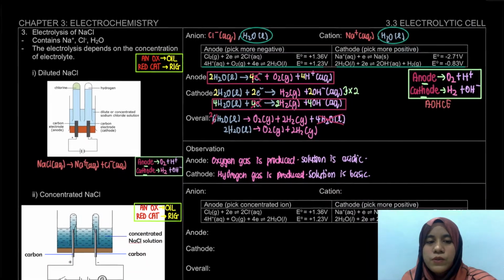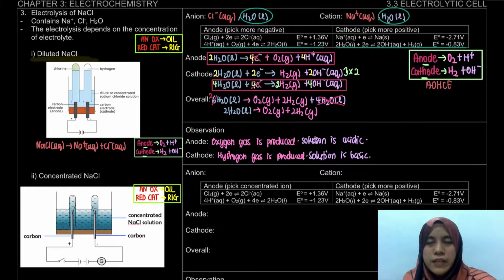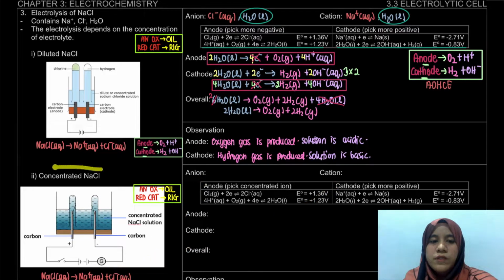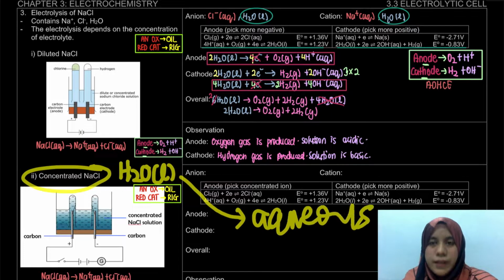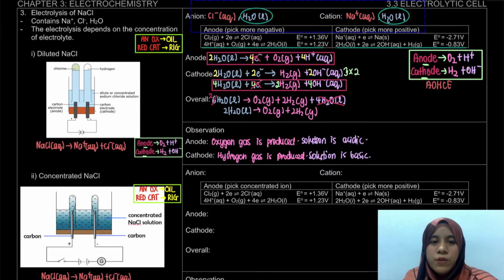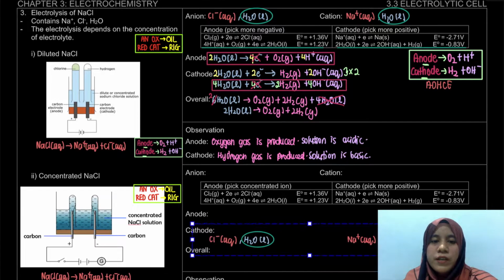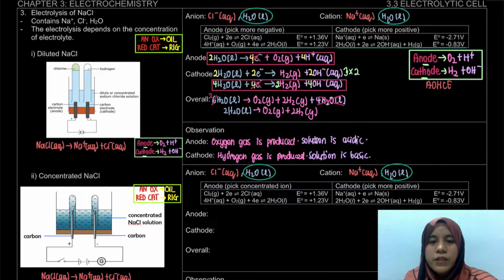Next, we have done the dilute NaCl. Next is concentrated NaCl, where we have a different case. But it is still the same equation: NaCl gives Na plus and Cl minus. And I'm going to write down that there is still the presence of water, even though it's concentrated, it's still aqueous. It's actually the same one, the anions and the cations. The choices are the same, but which one am I going to choose?